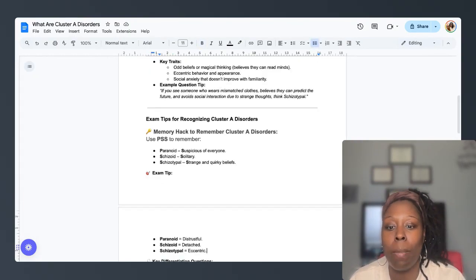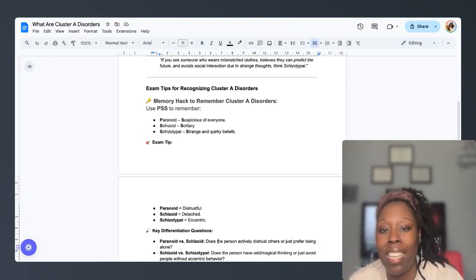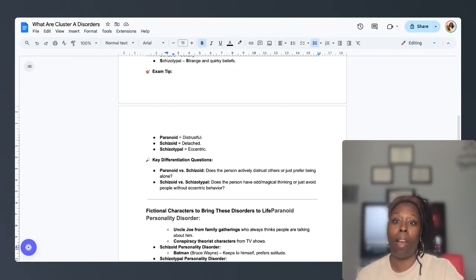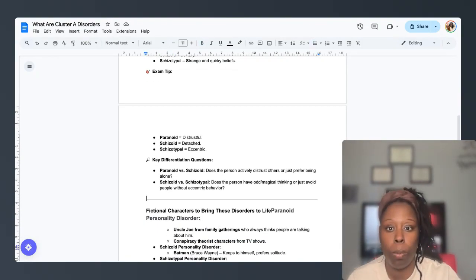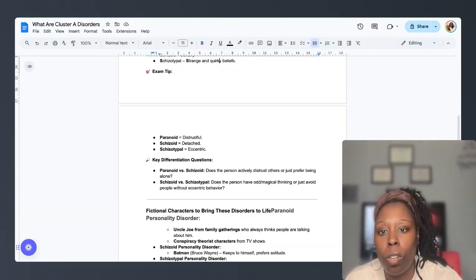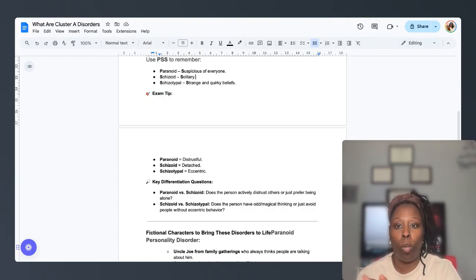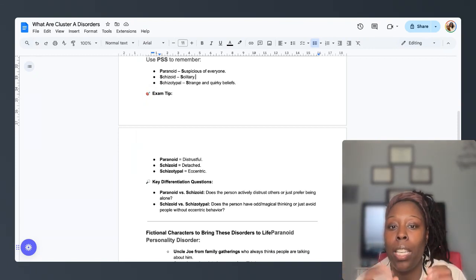So let's move on to some exam tips so you can learn how to recognize cluster A disorders if you see them on an exam. Remember the PSS: paranoid, schizoid, and schizotypal. So we back up a little bit. I'm sorry, I scrolled down too far. You have suspiciousness of everyone. That's paranoid. You have the solitary individual who likes to be independent, alone, and doesn't like to be around others. That's the schizoid. And then the schizotypal, you have the strange and quirky beliefs.